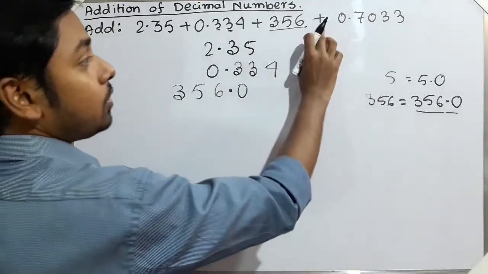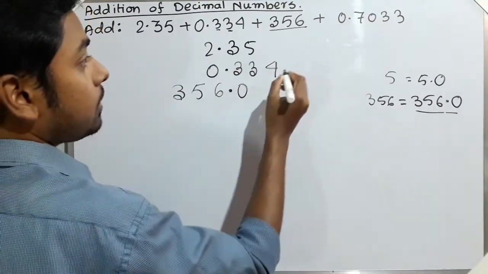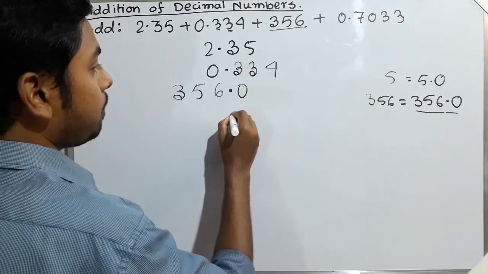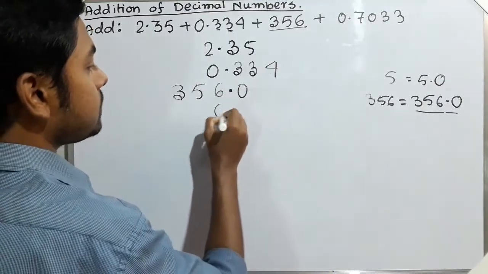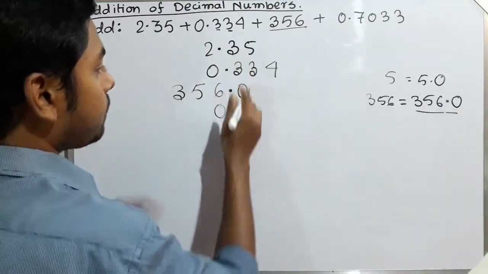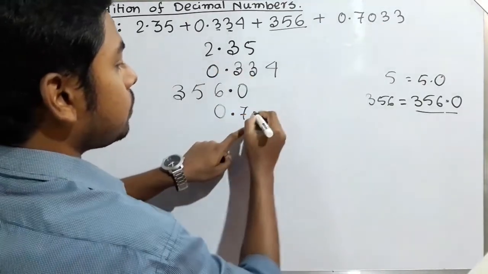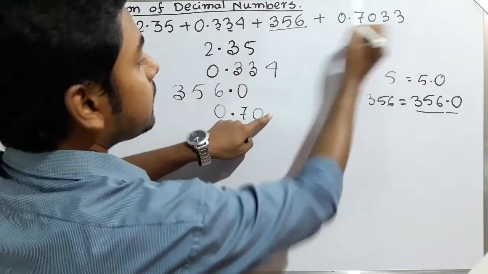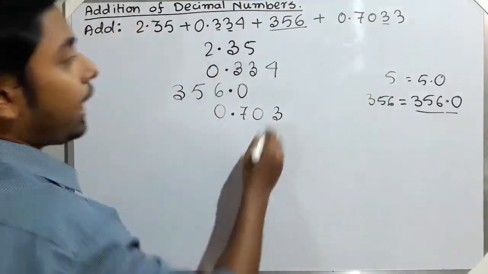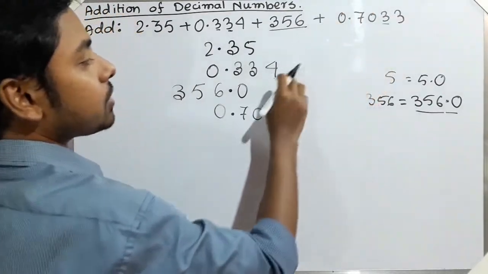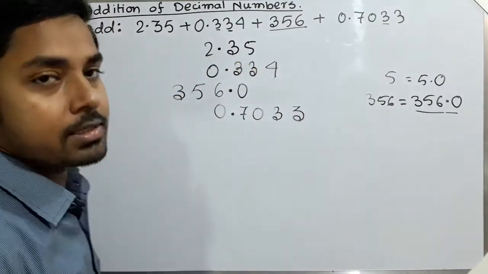Now plus 0.7033. First of all, point by point, below this point you have to write this point. Then before the point 0, and after it 0.7, so below this 0 you have to write 7, and below this 3 you have to write 0. Then below this 4, the third digit, write 3, and after that there is again 3, and since there is no digit above it, you write the last 3 in the blank space.